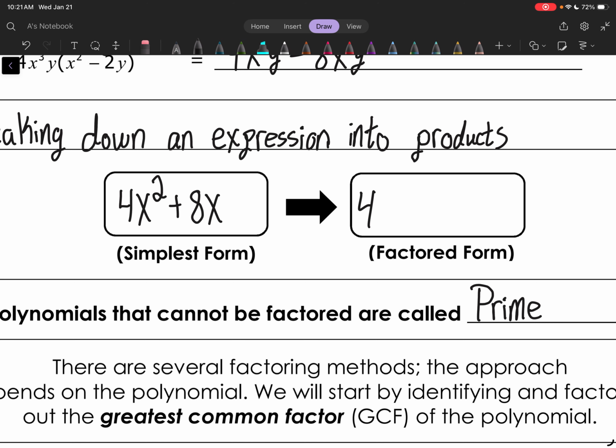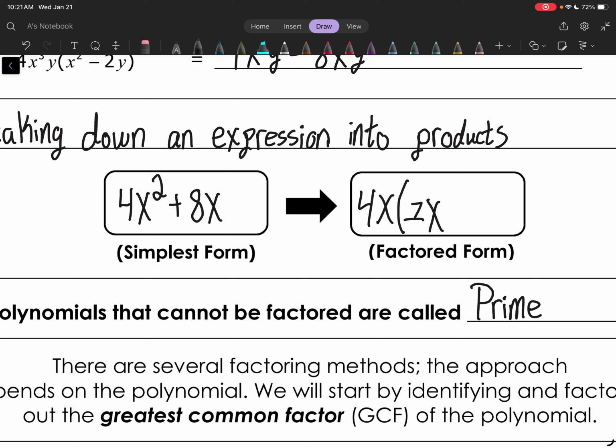I'm going to look at my terms now. I have an x squared and an x. There's an x in both terms. I can pull out an x. The lowest power is 1. So I have 4x. 4 divided by 4 is 1. I had two x's. I pulled out 1. I have 1 remaining, so 1x.